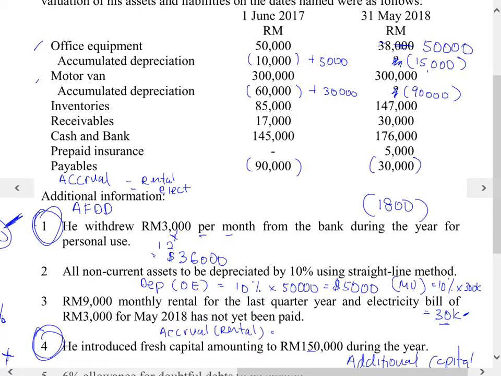Now, note 3. 9,000 monthly rental for the last quarter of the year, as well as electricity bill for the month of May, haven't paid. If you haven't paid, what must we do? We must accrue. Accrual is a liability. So we must create a liability here.